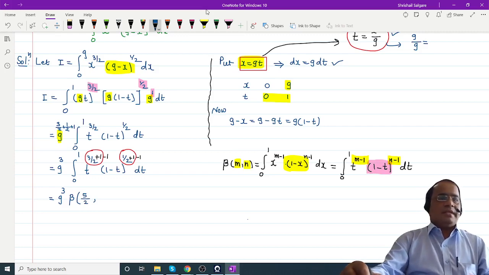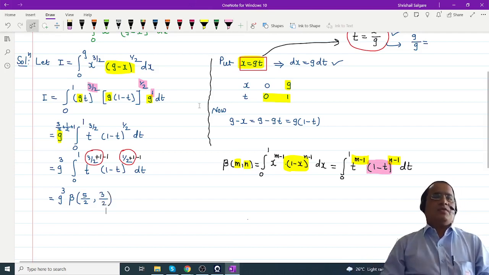Yes, sir. Second one is 1 by 2 plus 1 is 3 by 2. Okay, so this is the evaluation of the integral in terms of beta.